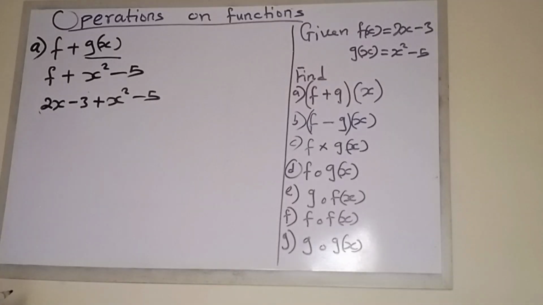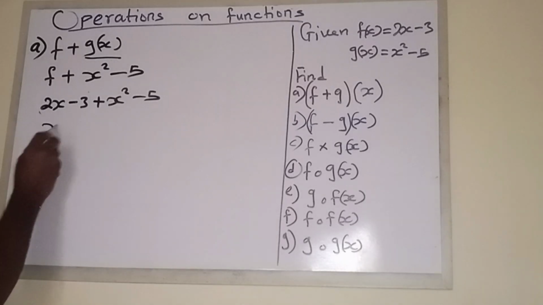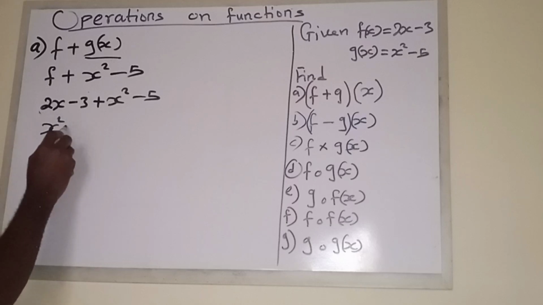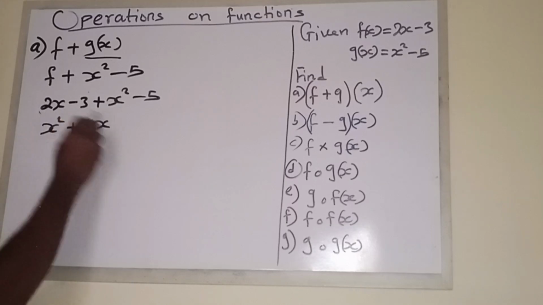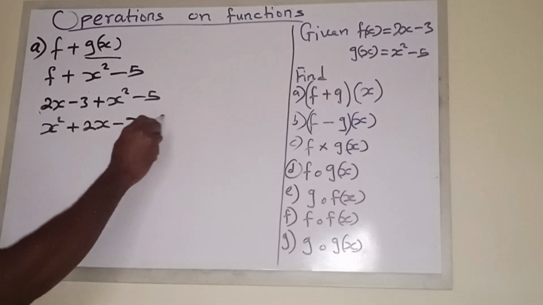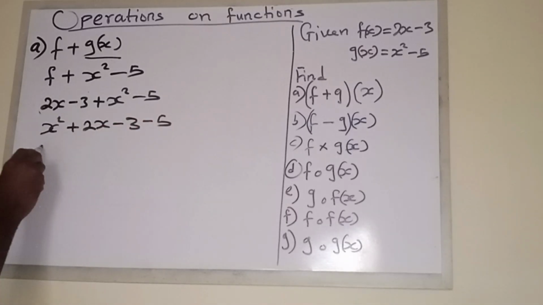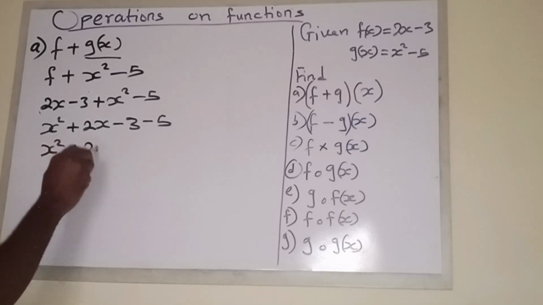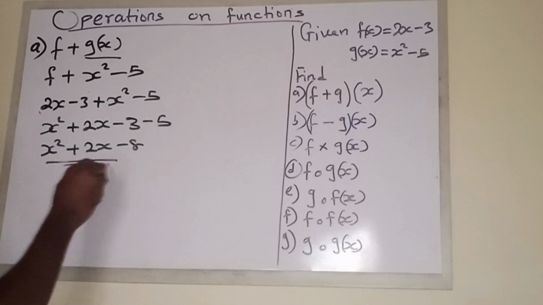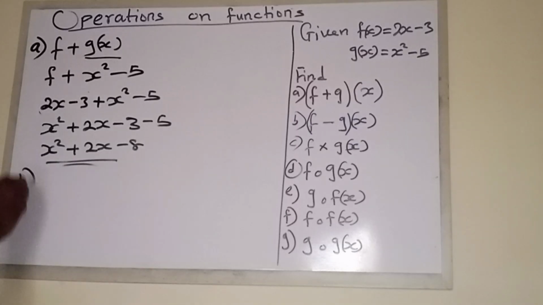We collect like terms here, and we're going to have x squared plus 2x minus 3 minus 5. So what do we have left? We have x squared plus 2x minus 8. So this is our final answer. And then look at the b part.